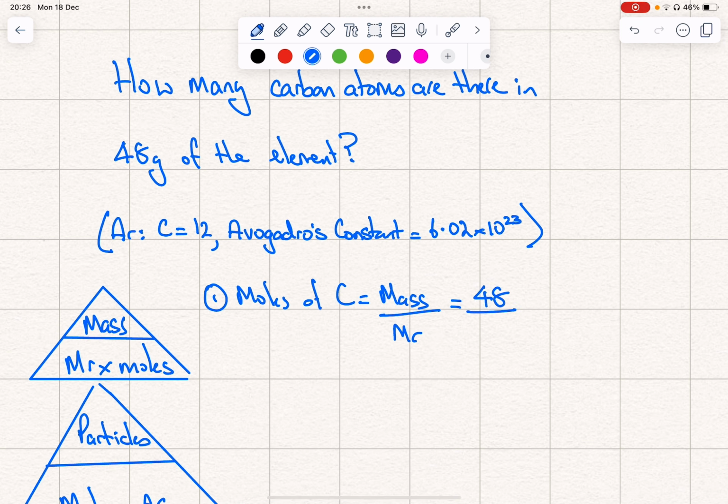So the mass in the question is 48 grams, and the MR for carbon, we are told, is 12. Okay, so using your calculators, you can work that out if you need to, and that is going to give me 4 moles of carbon. So that's stage one done.